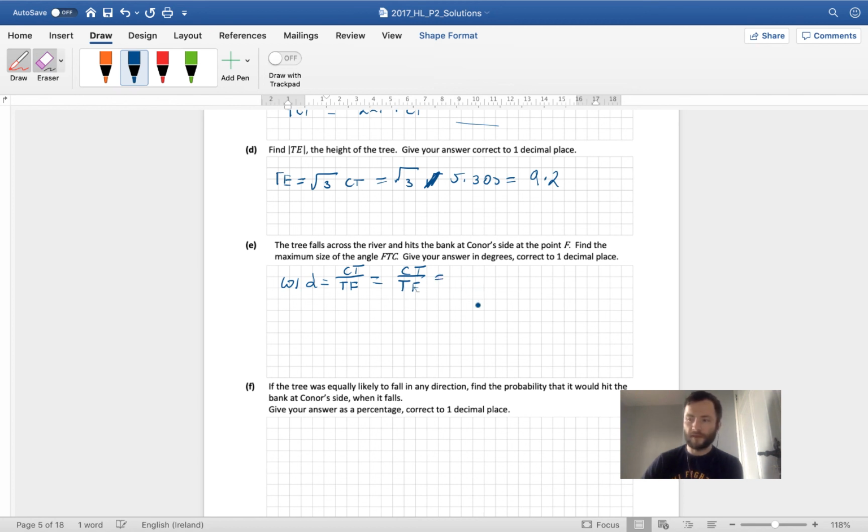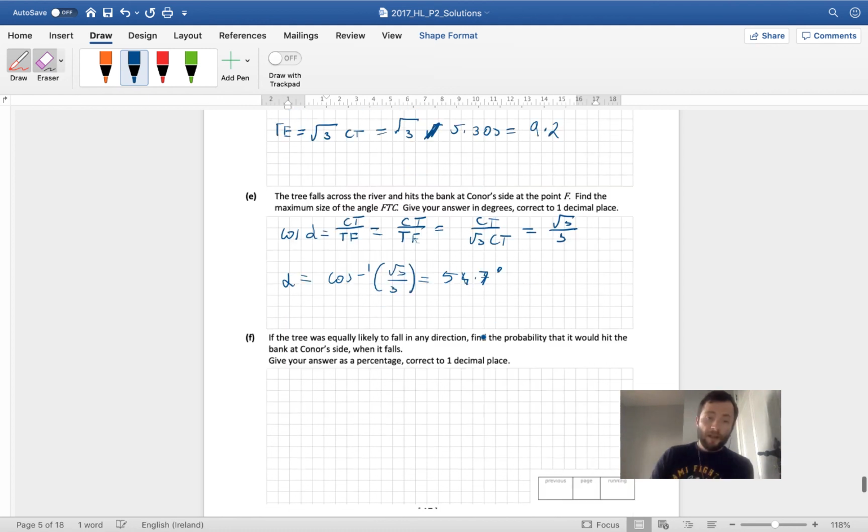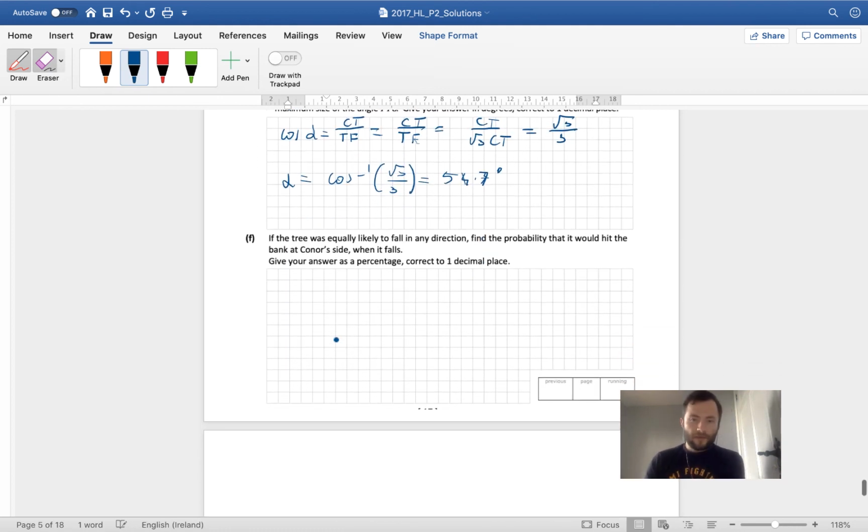That gives me, just subbing values in, CT over root 3 CT. So that turns into root 3 over 3 as the value of that cosine. So alpha is equal to cos minus 1 of root 3 over 3, and that equals 54.7 degrees. Now if the tree was equally likely to fall in any direction, find the probability that it would hit the bank on Connor's side when it falls. Give your answer as a percentage correct to 1 decimal place.